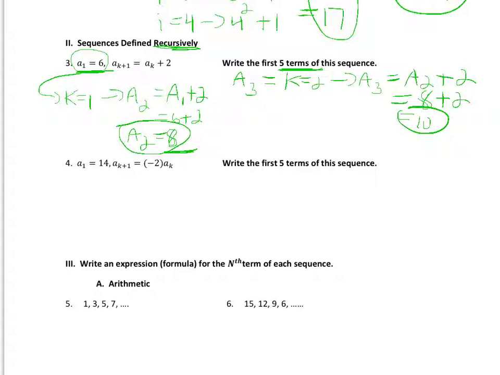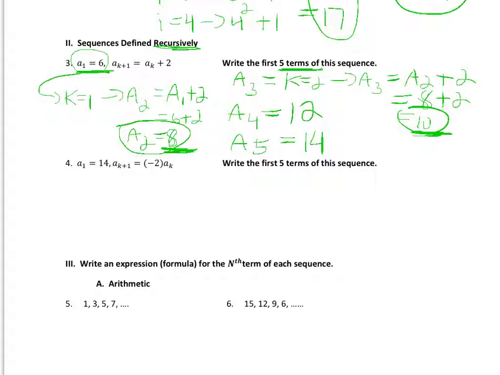So I'm not going to do the whole process of taking k equals 3, plug it in, take k equals 4, plug it in, k equals 5. Let's just follow the pattern, right? I have 6, then I have 8, then I have 10. This is an arithmetic sequence. I keep going up by 2. So the fourth term, I just add 2 to this 10. All right, so the fourth term here is 12. And then the fifth term, I just add 2 to it. I get 14. So there it is, 6, 8, 10, 12, 14. Those are all 5 terms there.